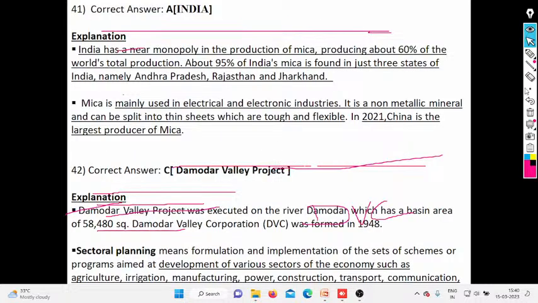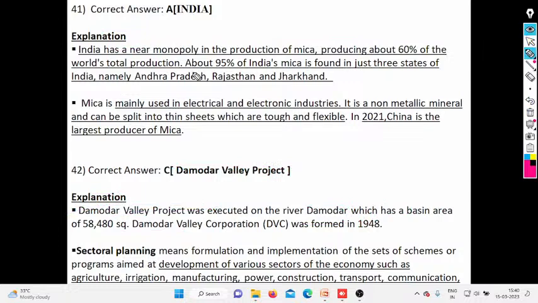अच्छा वर्तमान देखिए, mica: India has a nearly monopoly in the production of mica, producing about 60% of the world's total production. About 95% of India's mica is found in just 3 states: Jharkhand, Andhra Pradesh and Rajasthan mainly.